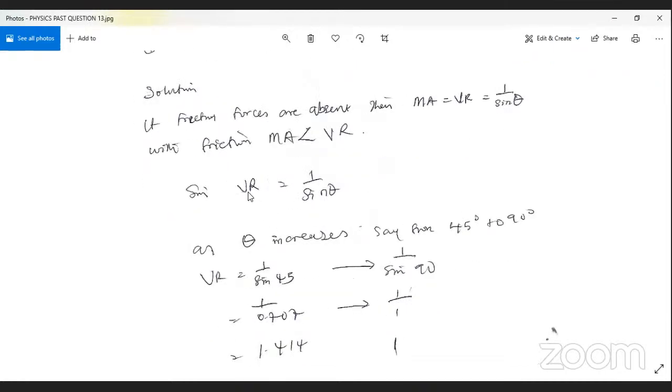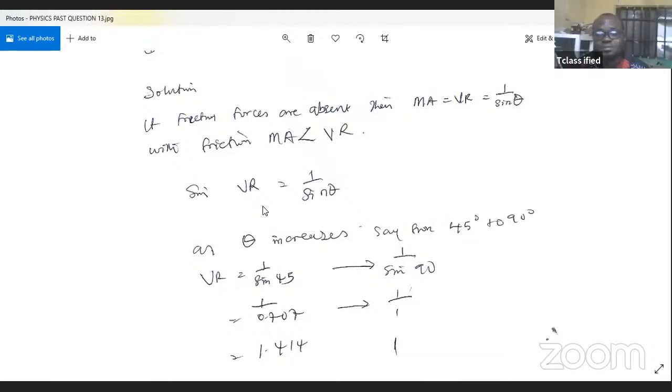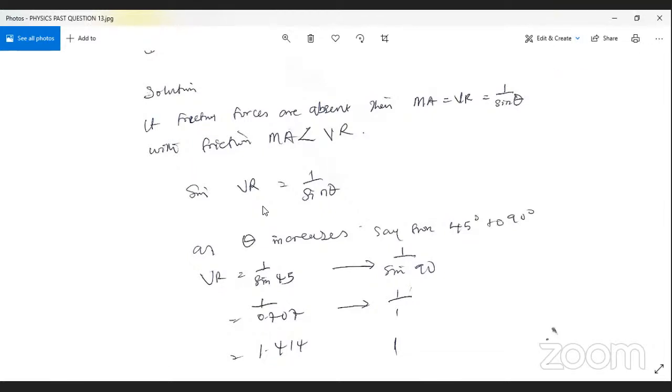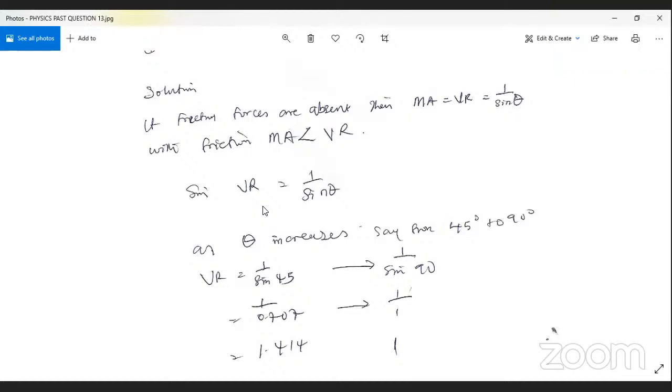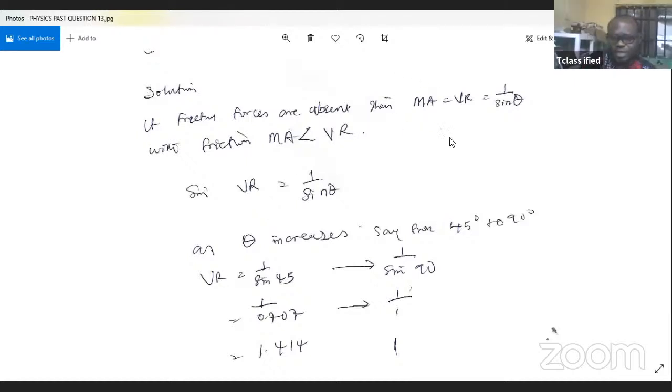Well, sir, they didn't mention the mechanical advantage here. No, I didn't say they mentioned it. I'm just giving you a concept behind the solving. Okay. So in case they mention it tomorrow, you know that it's also equal to 1 over sine theta if friction is absent.